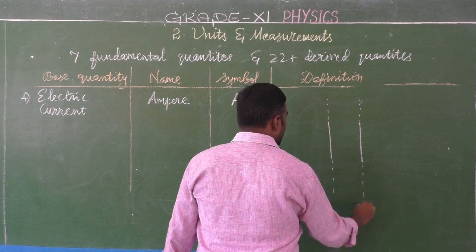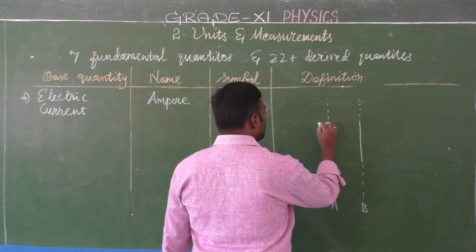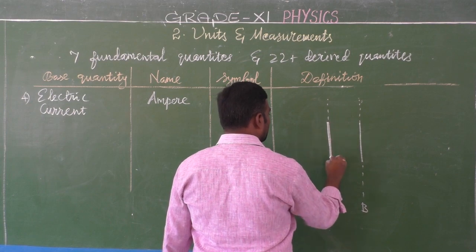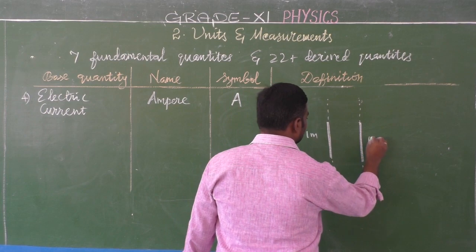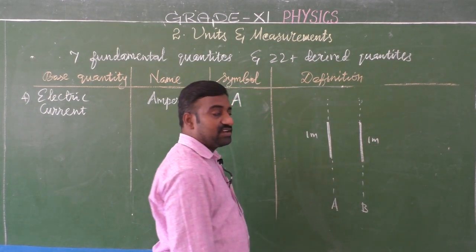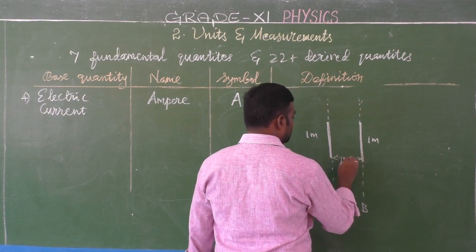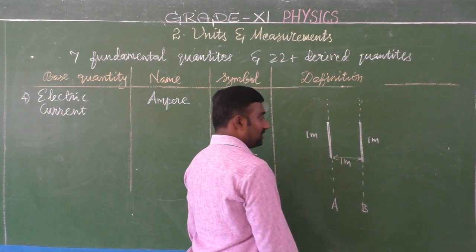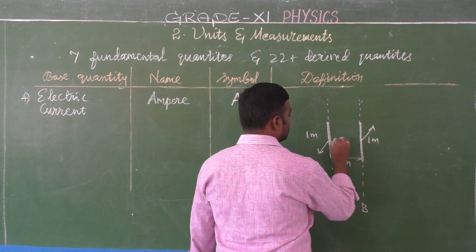So we have A and B, two conductors of infinite length. From that, the known segment we are taking is 1 meter length, and another conductor also 1 meter length. So two current carrying conductors of 1 meter length separated at a distance of 1 meter in vacuum exert a force.